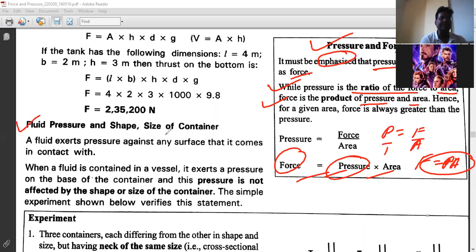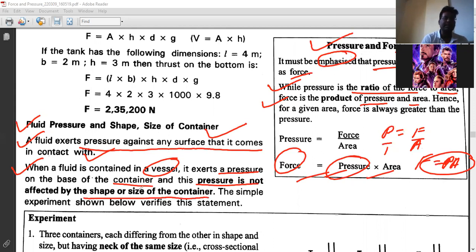Fluid pressure and shape of the container. Fluid exerts pressure against any surface that it comes in contact with. When a fluid is contained in a vessel, it exerts a pressure on the base of the container, and this pressure is not affected by the shape or size of the container. The experiment shows and verifies this statement. So it doesn't depend on the shape and size of the container. It depends only on the liquid, right? That's all for today.